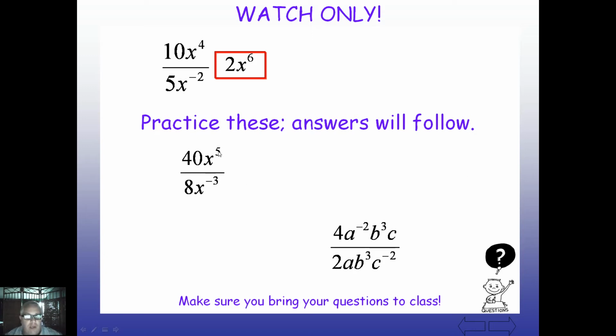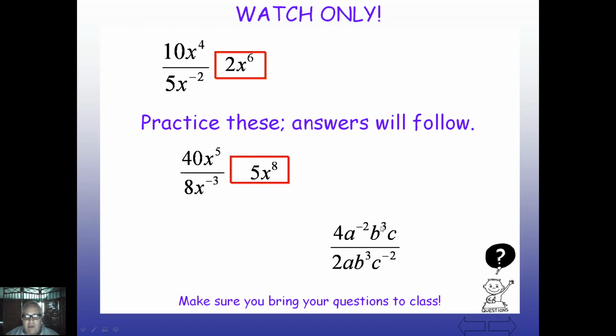Okay, here you've got 40x to the 5th over 8x to the -3. If we just ignore the x's and divide 40 by 8, well, we know 40 divided by 8 is going to be 5. And did you take those negative, or we could say unhappy, x's and just move them to the top? So you should have 5x to the 8th.